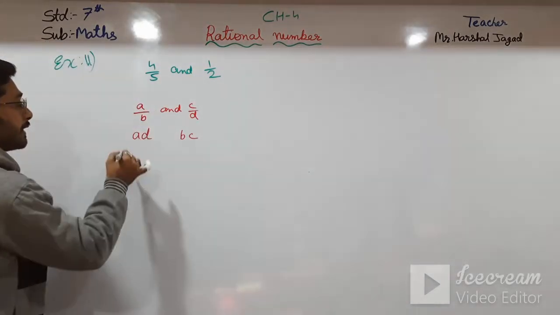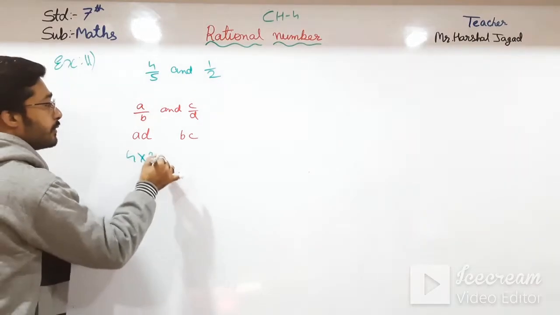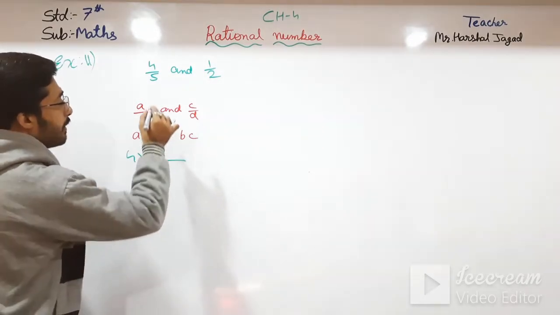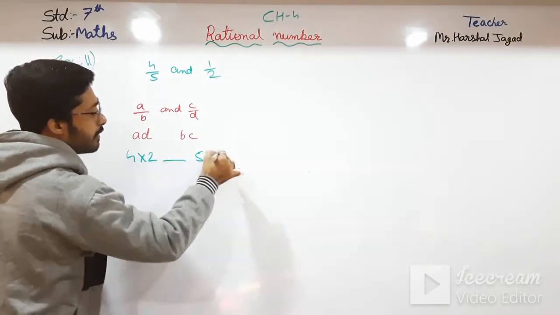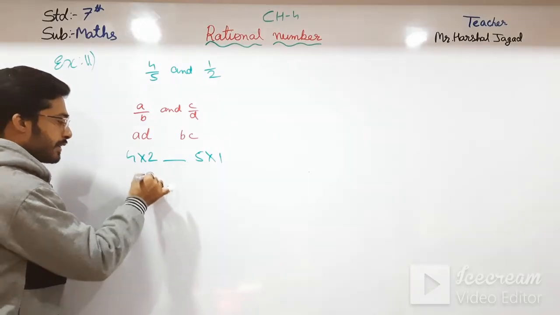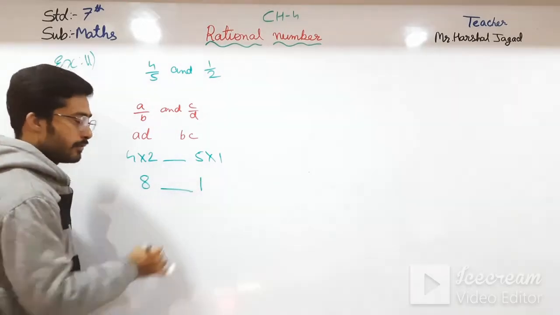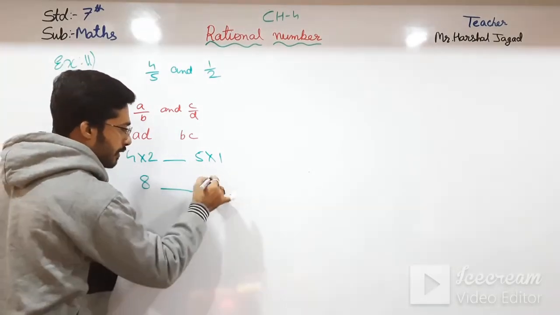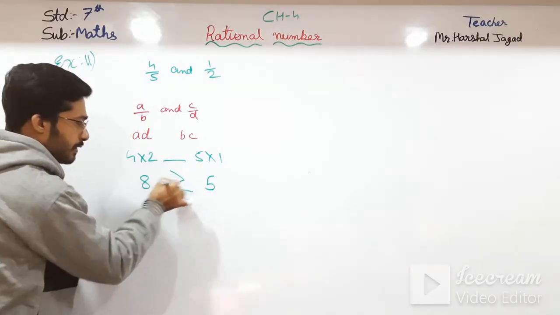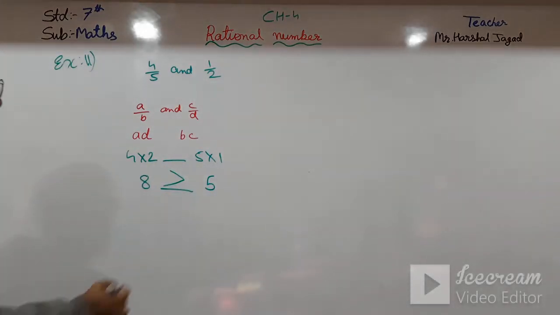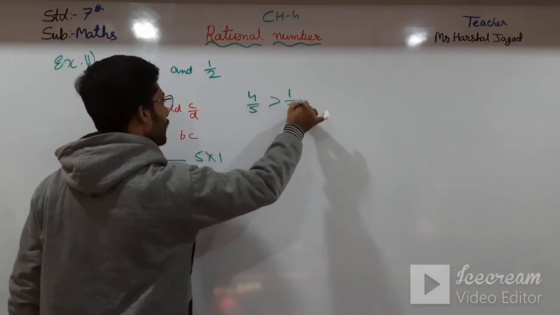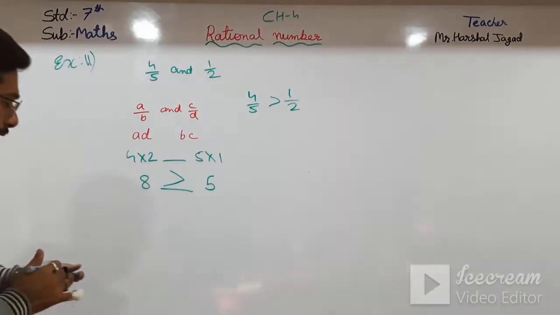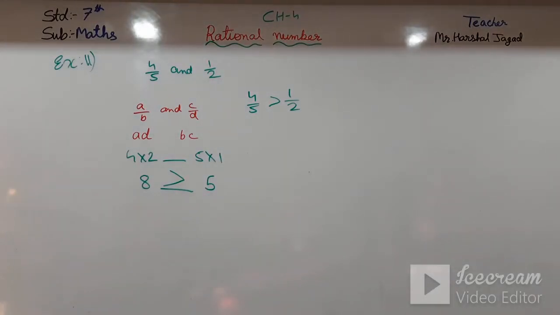Here the value of A is 4 and D is 2, and B is 5 and C is 1. So 4 twos are 8, 5 ones are 5, and this one is greater. So 4 by 5 is greater than 1 by 2. Okay, students, this is our answer. Please note this down.